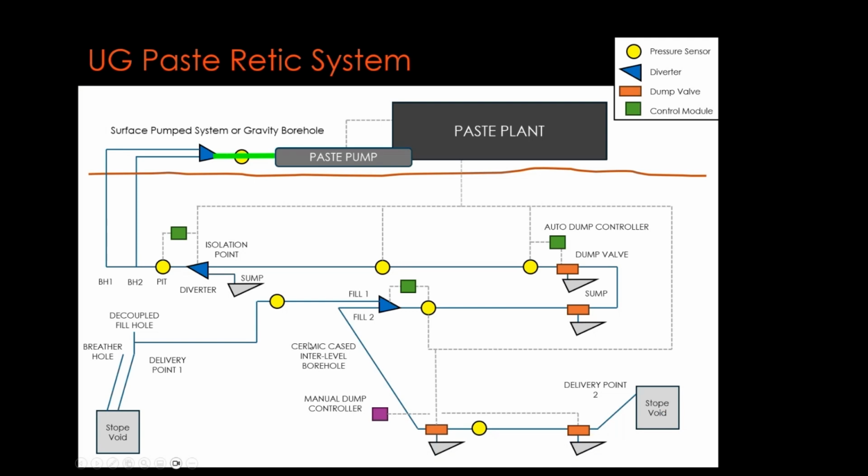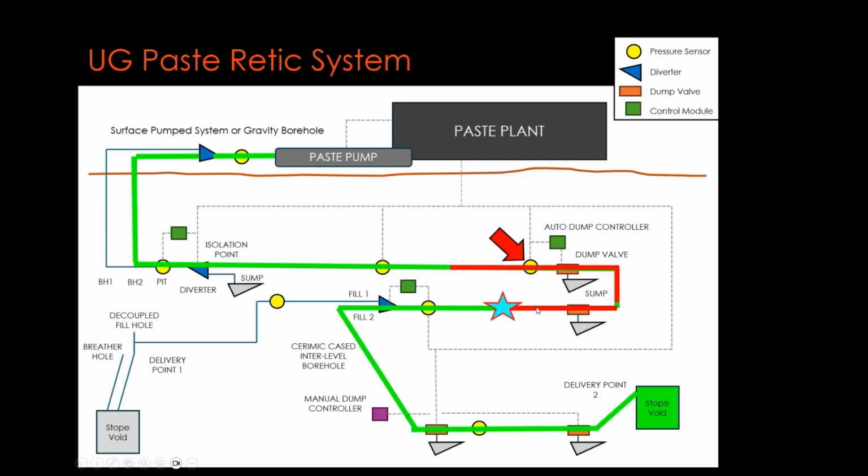So beginning the paste fill operations, the green line indicates that we have paste flow on the surface, and it progresses to the underground, through to the stope, and we're filling the stope. In the event that we have some kind of upset condition, such as a coupling failure or a pipe failure or an interlevel borehole failure, we'll see a flow condition progressing back upstream, and an indication on the pressure sensors.